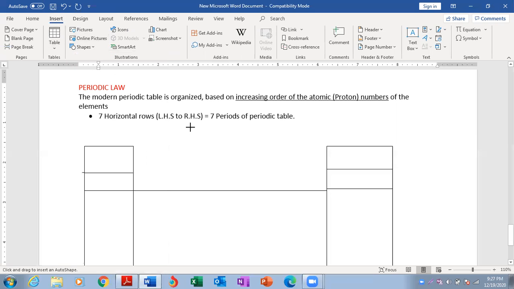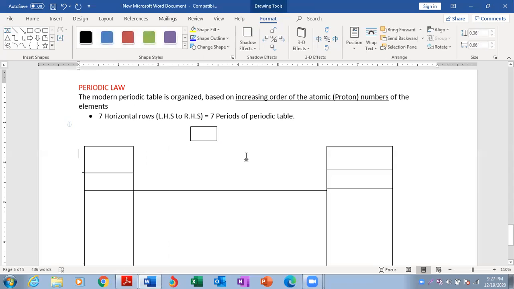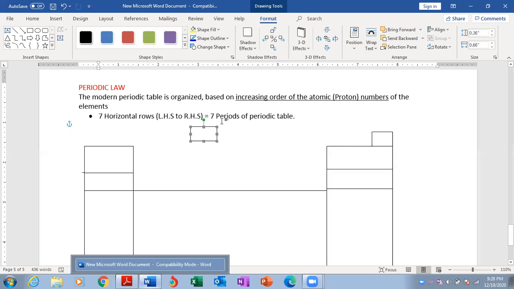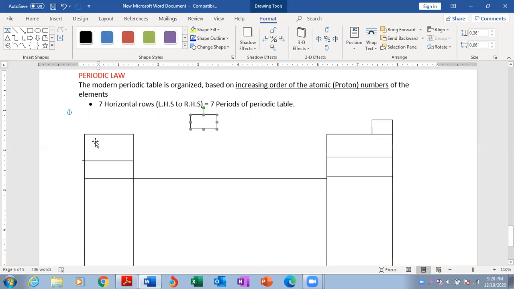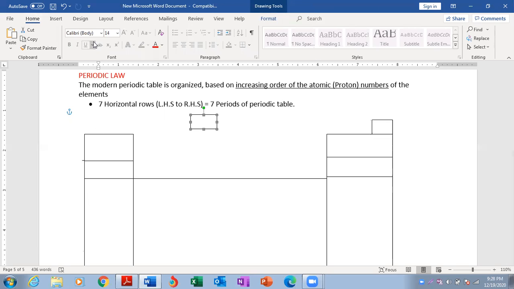The first period keeps the 2 elements, this one and this one. Now these are the 2 periods, and these elements keep different kinds of substances, like the first element of the periodic table, that is hydrogen, the second one helium. Now we have 7 periods. This is period number 1, period number 2, period number 3. What about period number 4? Period number 4, period number 5, period number 6, and period number 7.